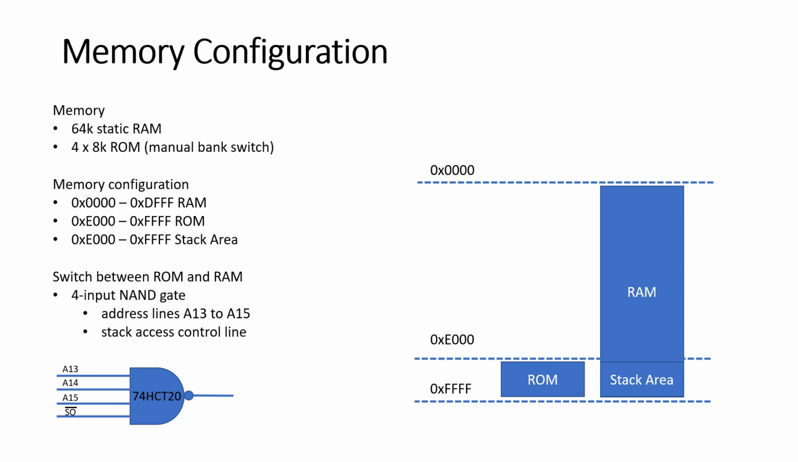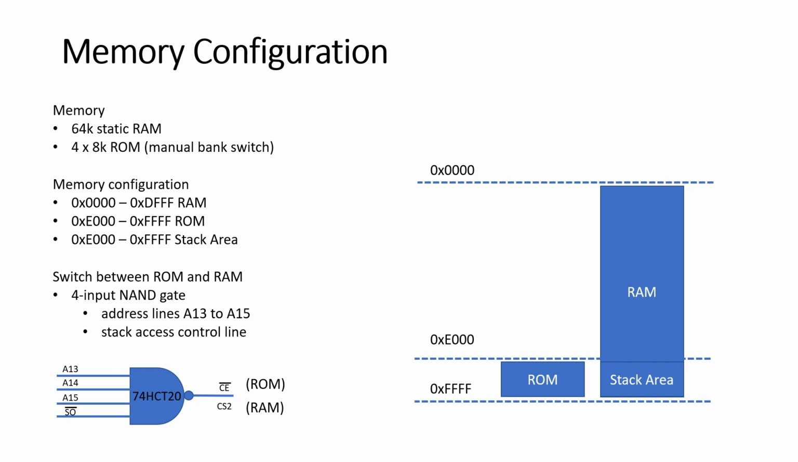That means we are in the address range above E000, and the stack line is not active. SO is active low, so that means the stack is only active if SO is negative or is low. So whenever the stack is active, SO is 0, the output will be 1. And that is used to drive the chip select lines from the ROM chip and the RAM chip.